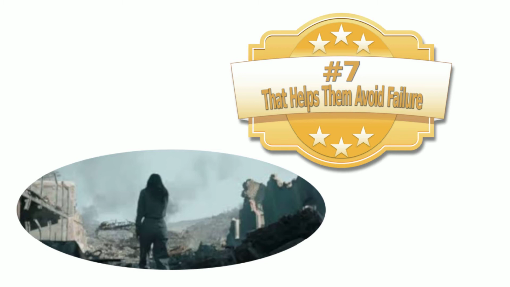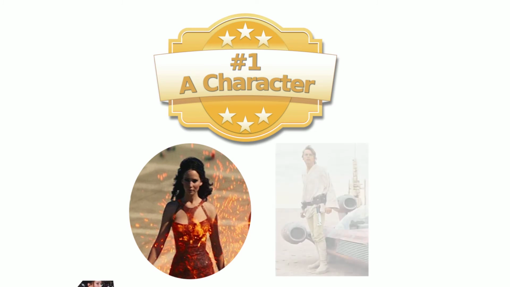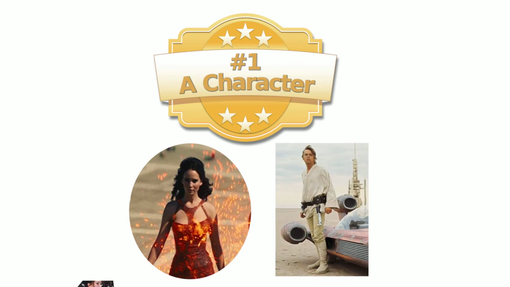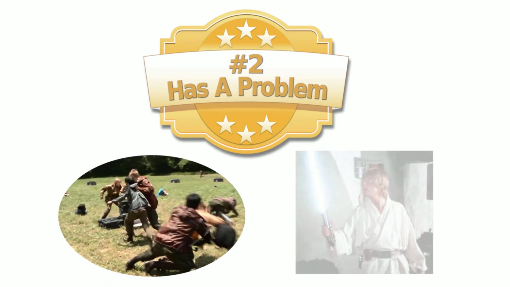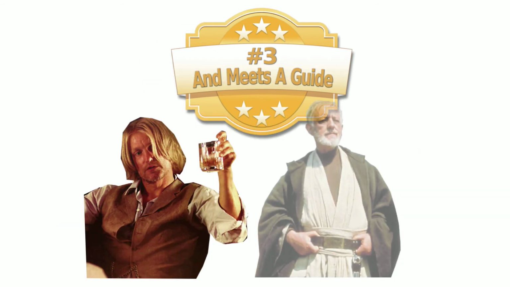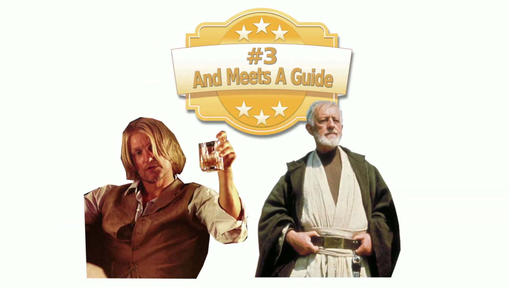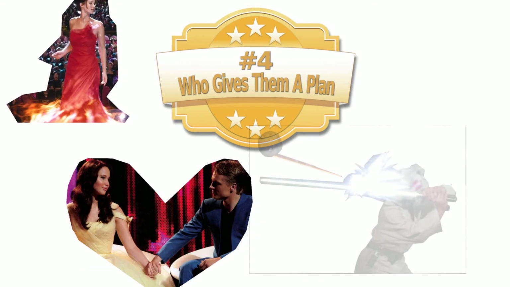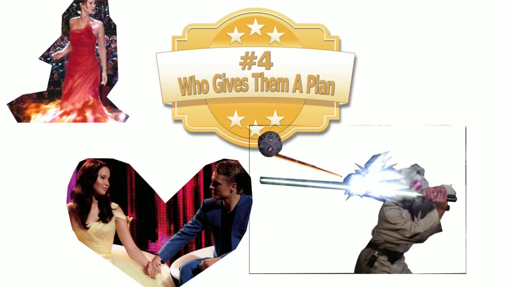The second example from the book is the movie Star Wars: A New Hope. The main character is Luke Skywalker, and right at the beginning of the movie we see the tragedy of his aunt and uncle being murdered. So his problem is that he has to learn to become a Jedi. He then meets his guide, which is Obi-Wan Kenobi, a Jedi Master. Obi-Wan gives him a plan, and the plan is really teaching Luke to trust the Force.